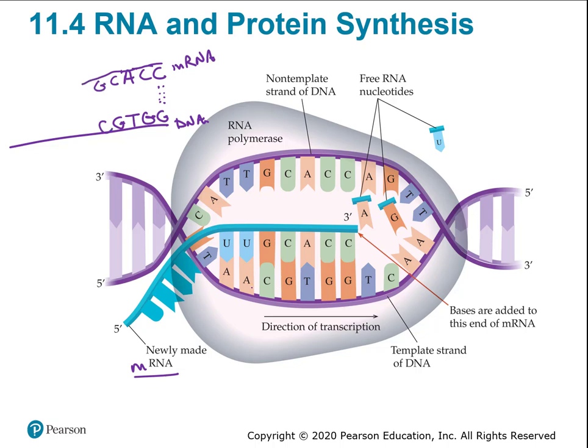So if we're just following along, the next two are A's. So the next two, instead of being T's, are going to match the U. Do you notice that on the DNA, if there's an A, it matches a U.